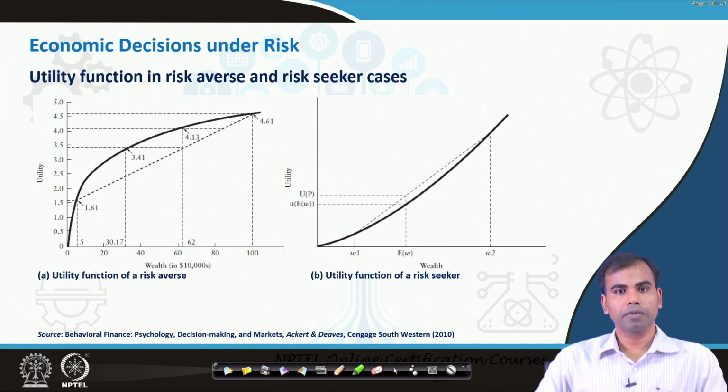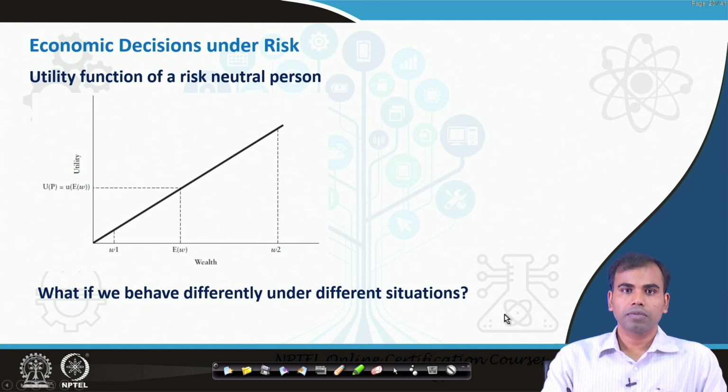And if we continue to understand the utility and wealth relationship, we understand that for a risk neutral investor, the utility function would be a straight line, something like this, where the individual or the decision maker will be indifferent to different levels of wealth and different levels of utility. So, essentially he will not make any difference between a risky choice and a certain choice.